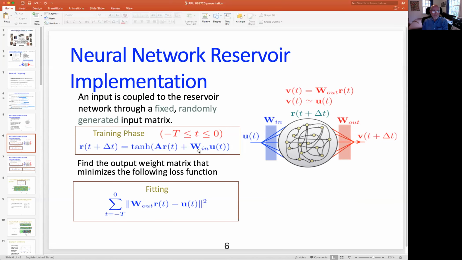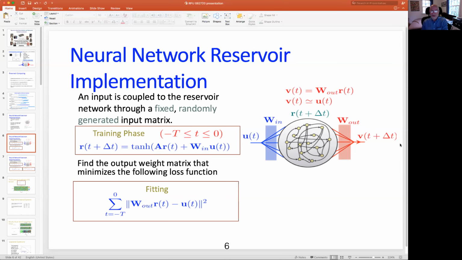So during the training phase, the input data is fed in and the R of t is then observed over time. And we will implement some sort of cost function or error function shown here below, where for some length of time, minus t up to 0, we're just going to observe the state of the network and develop and fit W out so that the W out times R of t successfully models U of t at the next time step.